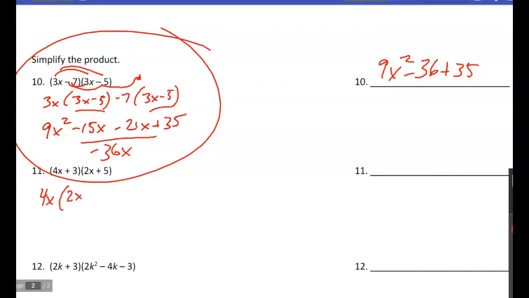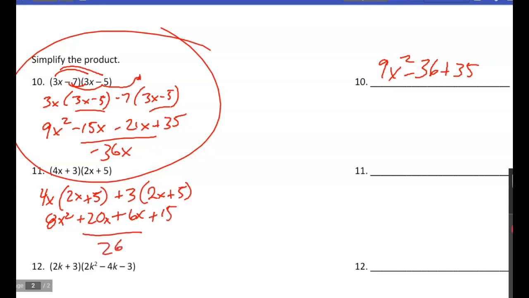Same thing, split it. So I get 8x squared, 4x times 2x. 4x times 5 is 20x. 3 times 2x is 6x. And 3 times 5 is 15. Those combine to get 26x because they're both positive. And then write my answer on the line.